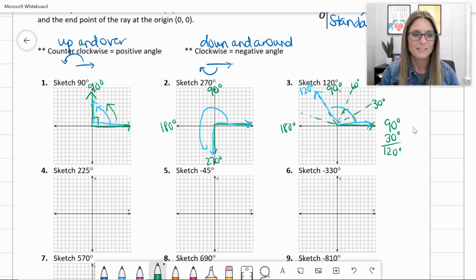Number 4, standard position, we're going to sketch 225 degrees. So I'm going to rotate up to have this positive angle. We've got 90 is straight up, 180 all the way over, 270. Now 270 is too much. So remember, halfway through our quadrants is 45 degrees. So if I did 180 plus 45, that will give us 225.